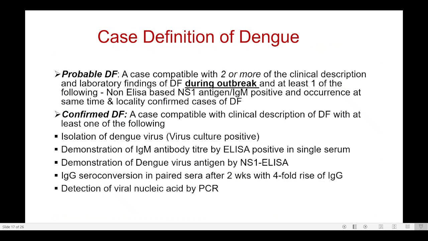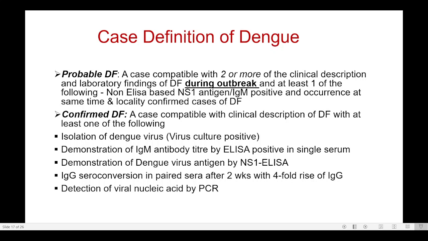Now the case definition of dengue for surveillance purposes, and it is a notifiable disease. All cases of dengue fever are notifiable, whether suspect, probable or confirmed. In case of probable dengue fever, any case compatible with 2 or more of the clinical descriptions and laboratory findings of dengue fever, where an outbreak is occurring and at least one of the following is found, that means non-ELISA based NS1 antigen or IgM positive and occurrence at the same time and locality of confirmed cases of dengue fever, then it is probable dengue fever.